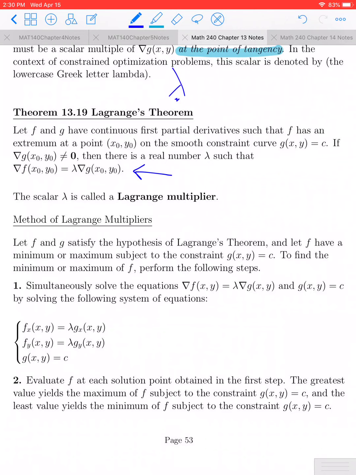So how does the method of Lagrange multipliers work, and how will that allow us to find these maximums, or extremum, I should say? Well, if f and g satisfy the hypotheses of Lagrange's theorem, then let's suppose we want f to have a maximum or a minimum value subject to the constraint g of x, y equals c. To find the maximum or the minimum of f, we're going to perform the following steps. We're going to calculate the gradient of f, and we're going to set it equal to the gradient of g multiplied by the scalar lambda. This will give us a system of equations.